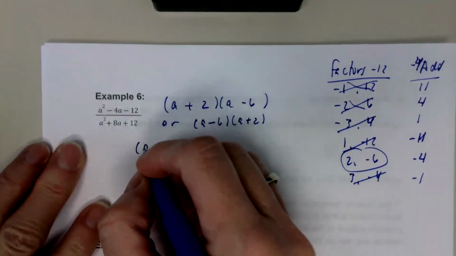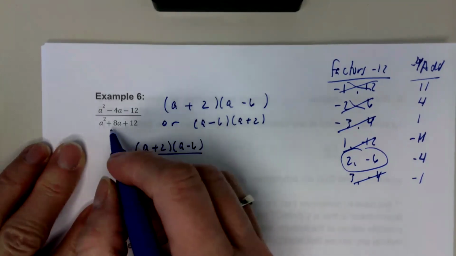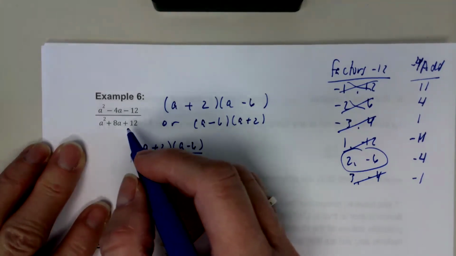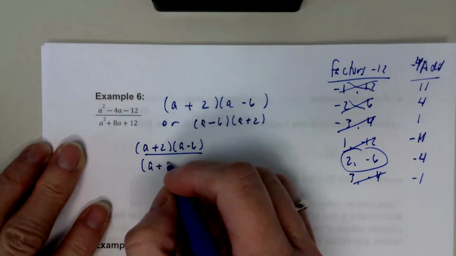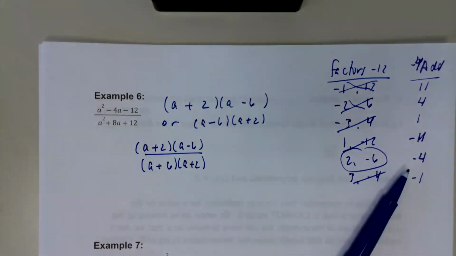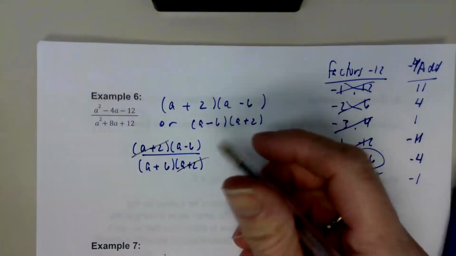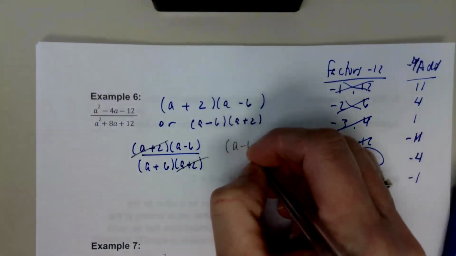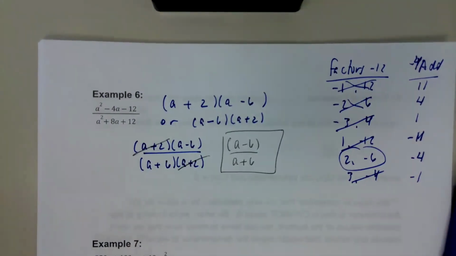Okay, so I've got a plus 2 times a minus 6 over, and then this bottom trinomial factors into a plus 6 times a plus 2. And then we can cancel out the common factors. And so we are left with a minus 6 over a plus 6. And that is the reduced expression.